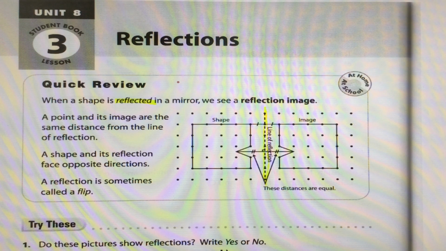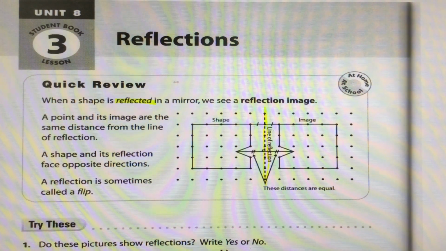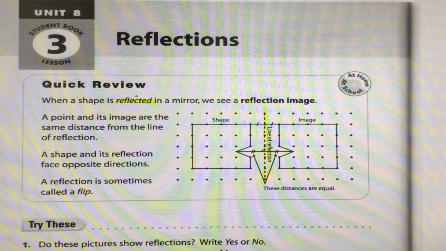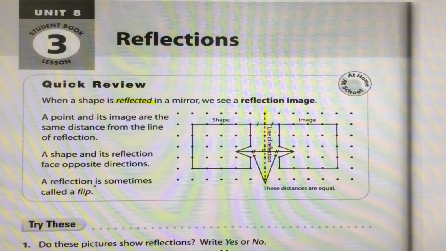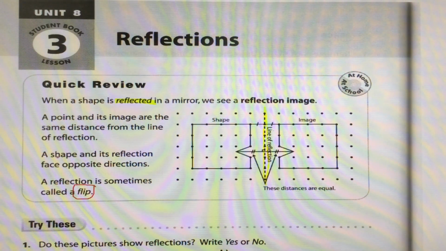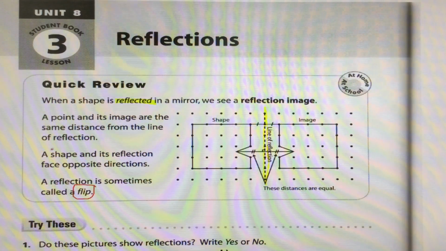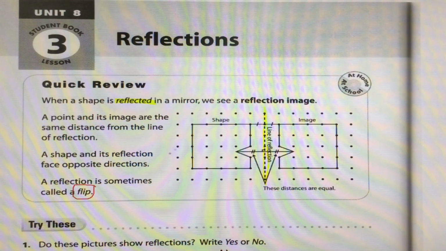Lesson 3 talks about reflections, which is another type of transformation. Under the quick review section of Lesson 3, it says when a shape is reflected in a mirror, we see a reflection image. This is sometimes called a flip. It's important to remember that the shape and its reflection face opposite directions.